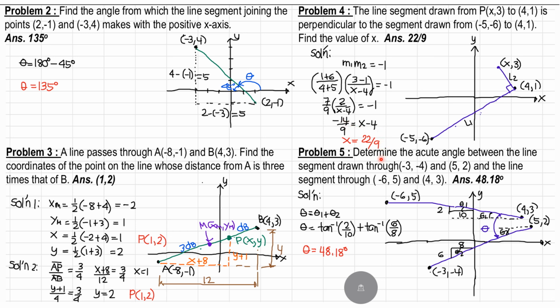Problem 5: determine the acute angle between the line segment drawn through negative 3, negative 4, and 5, 2.